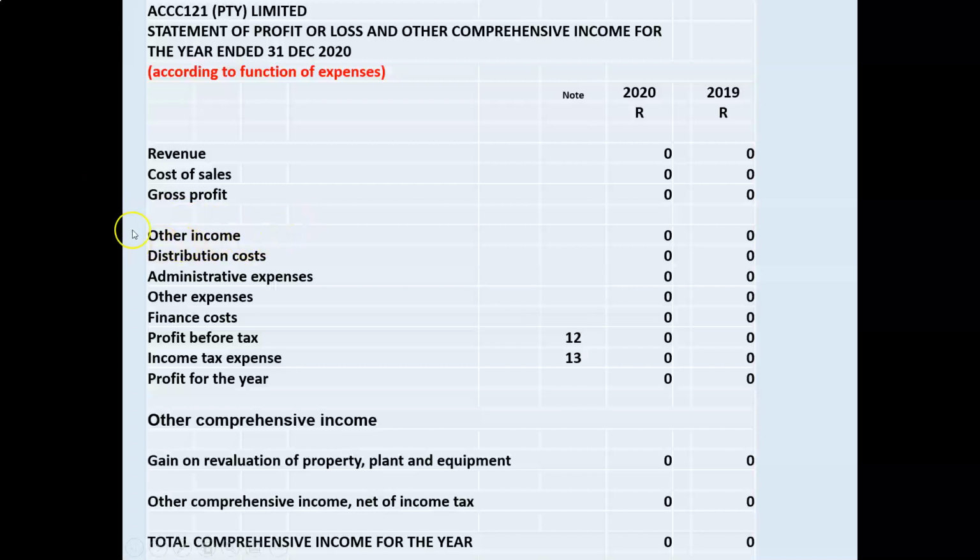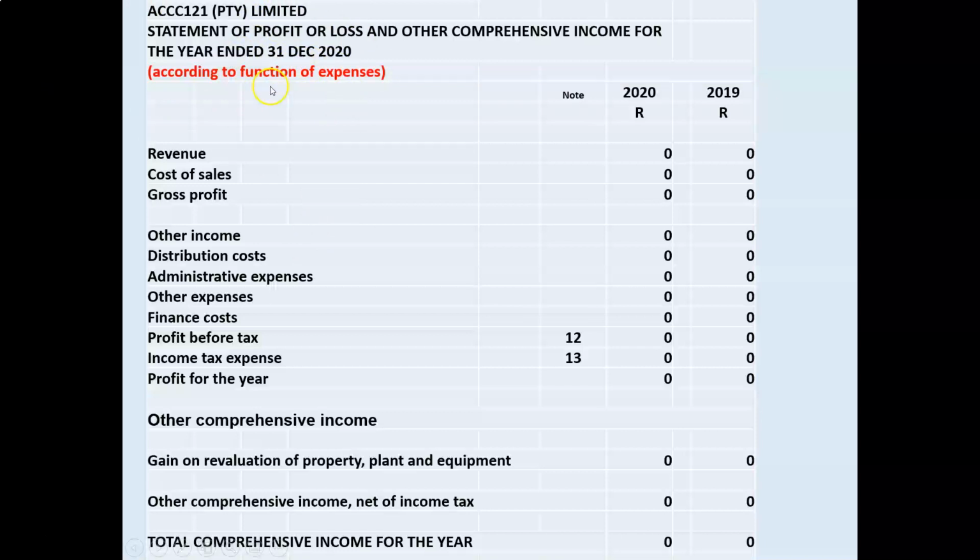Our expenses are now totally different from what you are used to. When we're using the function of expenses method, I will have to define exactly whether it is the function or the nature of the expenses. It's either one of the two, either the function of the expenses or the nature of the expenses. And you can go and have a look in your textbook.